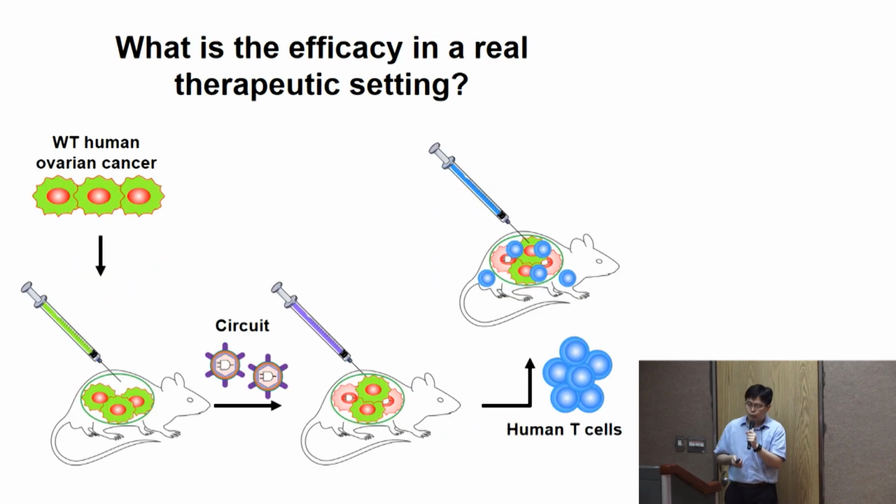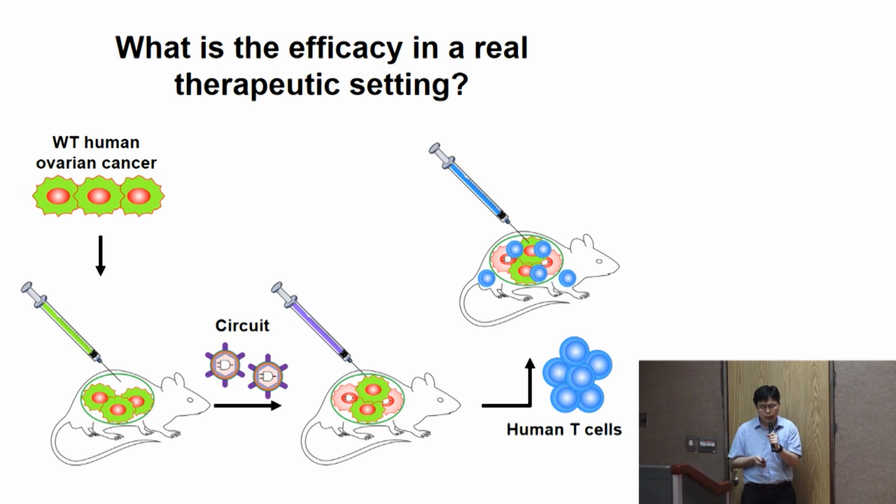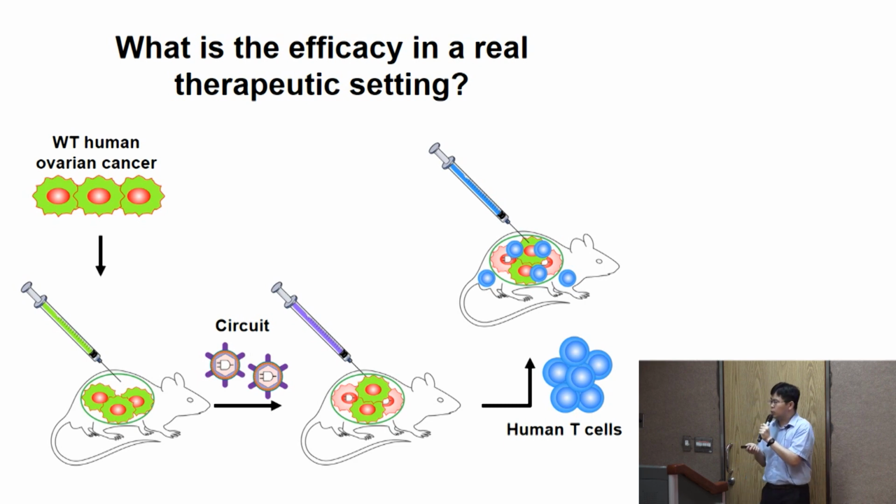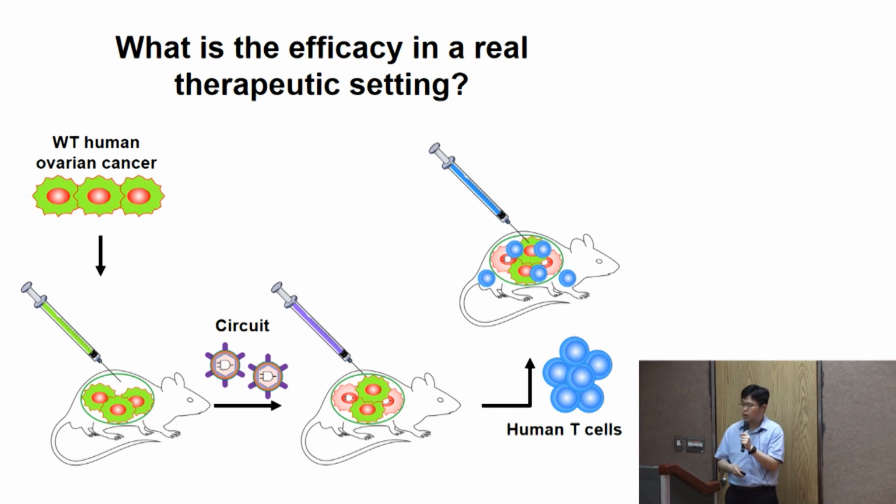Next, we want to understand the therapeutic setting in a clinically relevant delivery setting, because generally it's not feasible to take the patient's tumor out, engineer it, and put it back into the patient. So this time instead, first we introduce a tumor and establish a full-blown ovarian cancer. Then we introduce our circuit encoded in lentivirus into the peritoneal cavity. Then we introduce human T cells to observe the therapeutic efficacy.